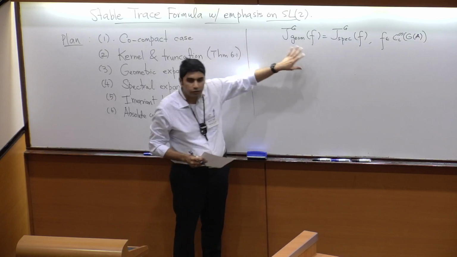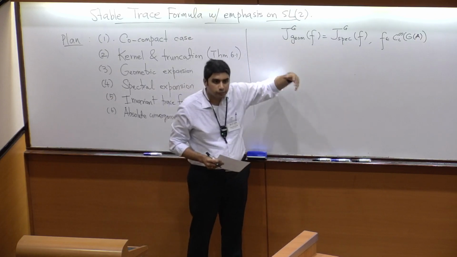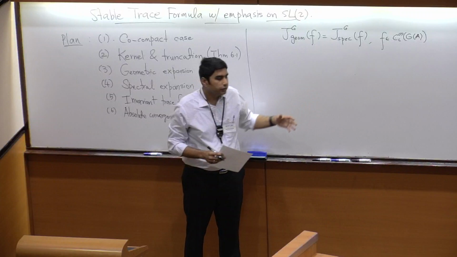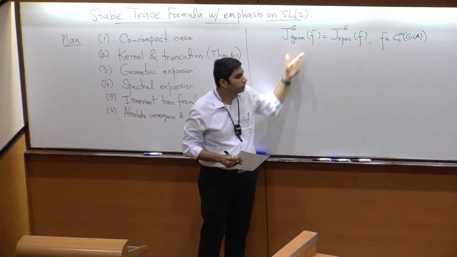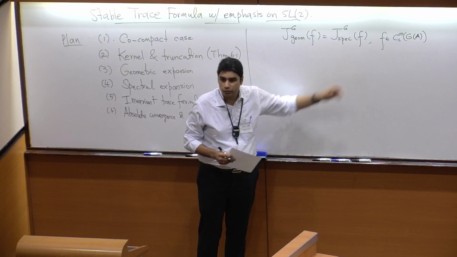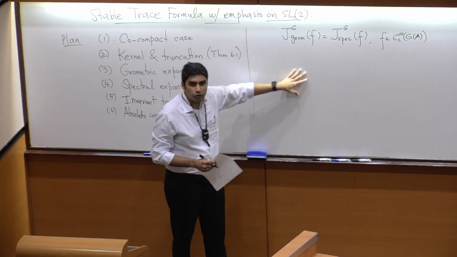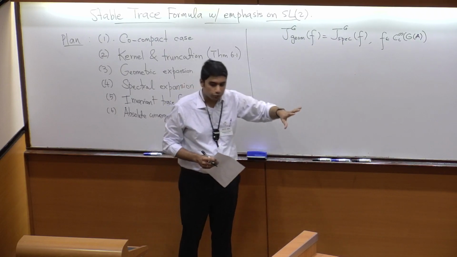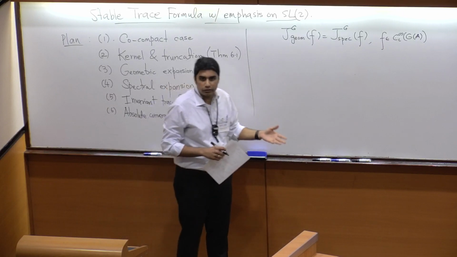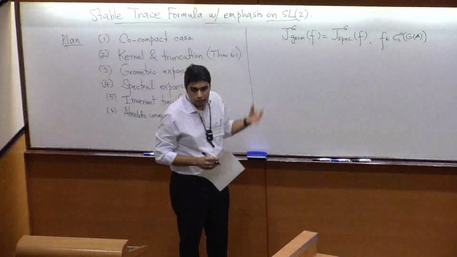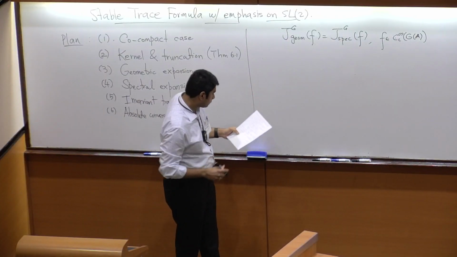So Arthur develops this trace formula and then modifies it accordingly so that he can compare the trace formulas on different groups. You compare the geometric sides, get some information on the spectral sides, and so on. But that's not the only use of the trace formula. In isolation it can also be used, and it gives important results like Weyl's law, which Selberg originally proved.